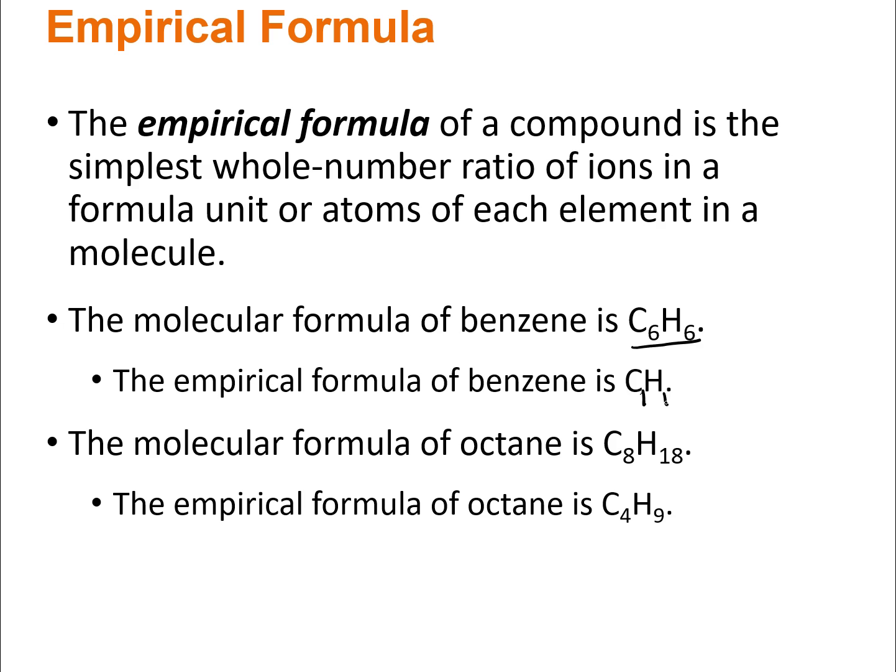If your molecular formula is C8H18, the simplest whole number ratio would be C4H9. So you're just reducing the subscripts down as far as you can. And you can have a molecular formula that is a multiple of that. We'll talk about molecular formulas in a minute.